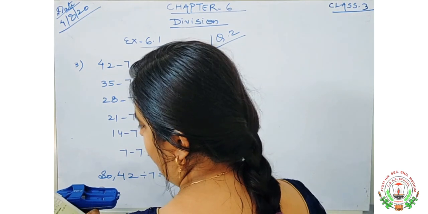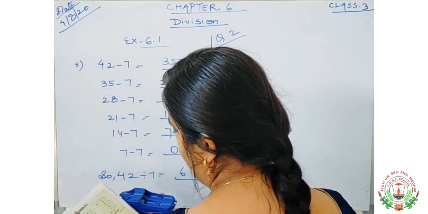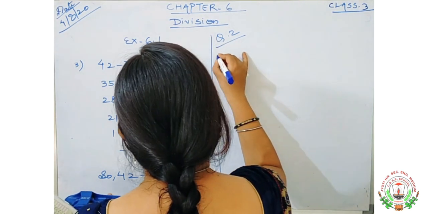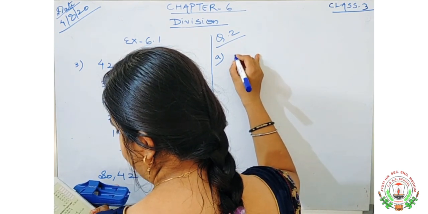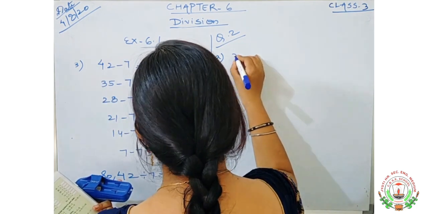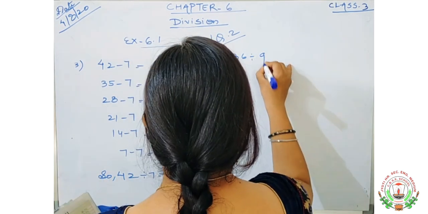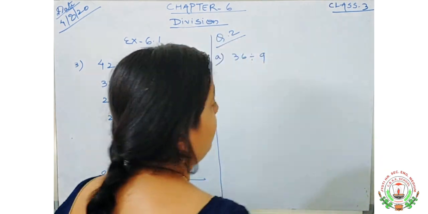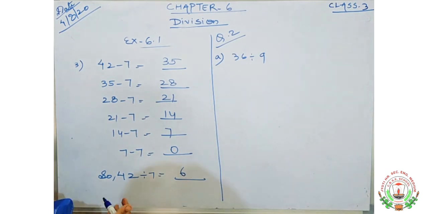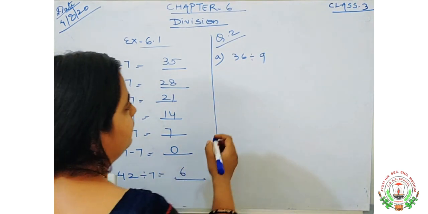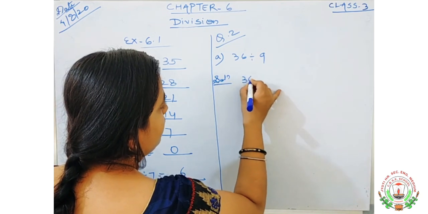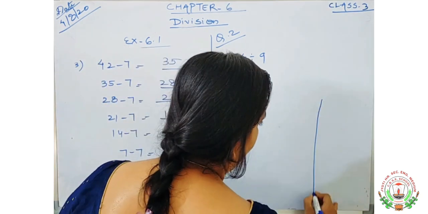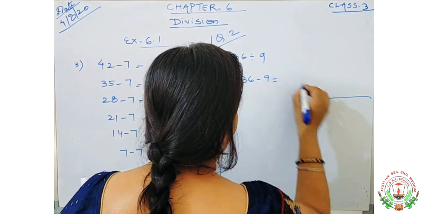Now question number 2. Divide by repeated subtraction and find their quotient in each case. Like this only you have to do. First is 36 divided by 9. So till then you have to subtract until we get 0 here. Okay.